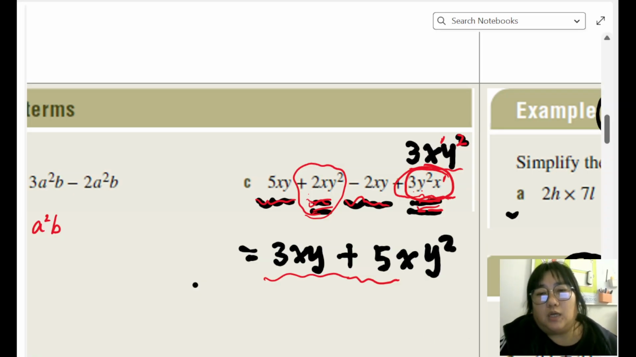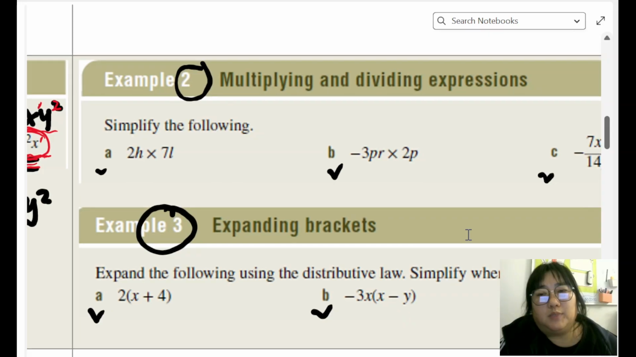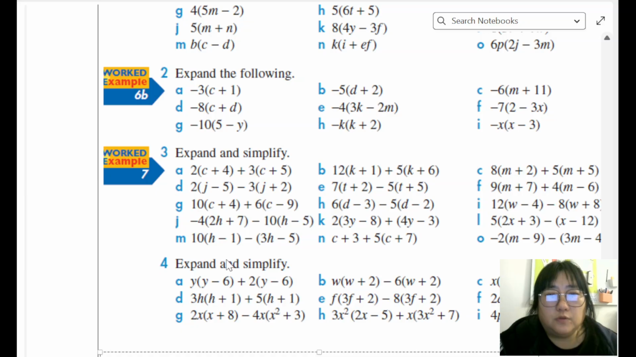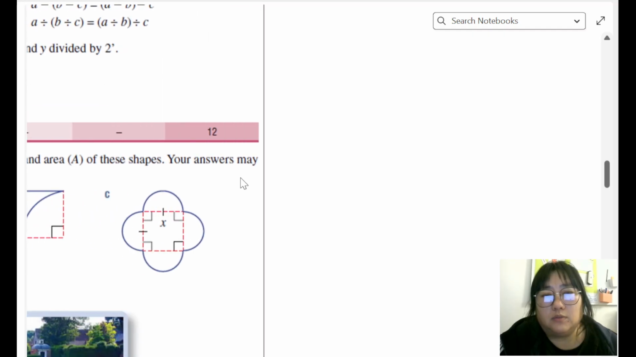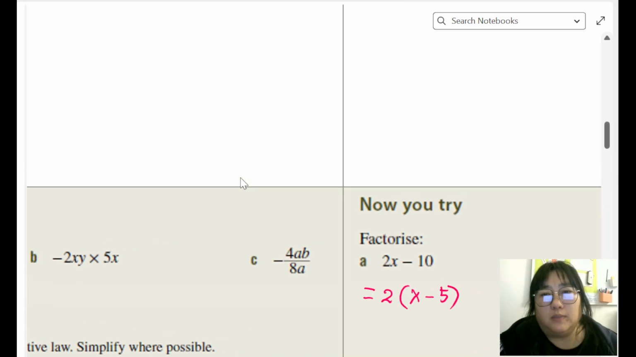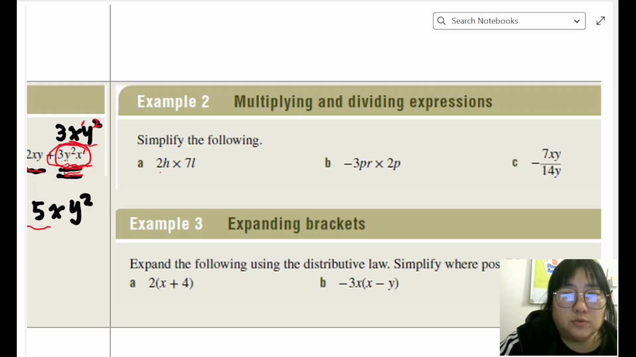So now we will check what we study from the next two examples. This one is multiplication and division, and this one is expanding the brackets. So we will also do some revision from last year. Before we do all these examples, for multiplying and dividing, what you have to know is that you have to follow some rules. We have number times numbers, so 2 times 7, and that will be the product.